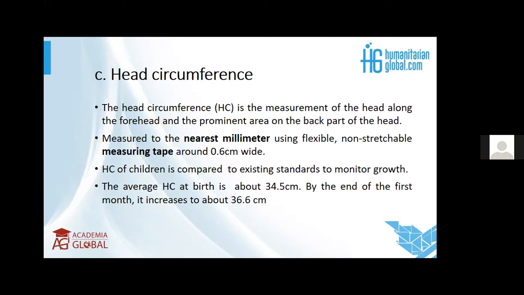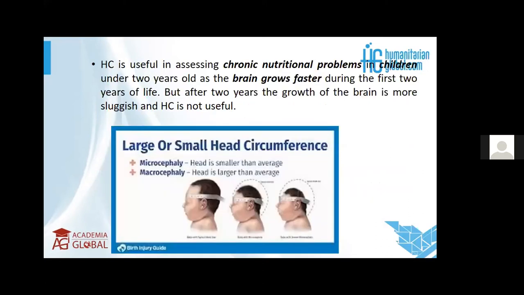Plus or minus something there. In the first month, it increases to about 36 centimeters. Now you see that there is growth. At birth, we also know that a child's head is usually bigger in proportion to the body. We use head circumference basically in assessing the brain as it grows in the first 2 years of life. After 2 years, the brain growth is no longer as rapid and the head circumference is not useful. So this measurement is very applicable for children below 2 years, because that is when the brain grows faster and the head is supposed to grow faster. After that, we normally do not use head circumference, unless in special cases.